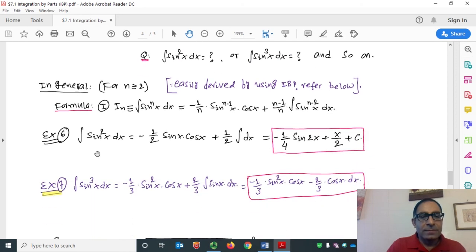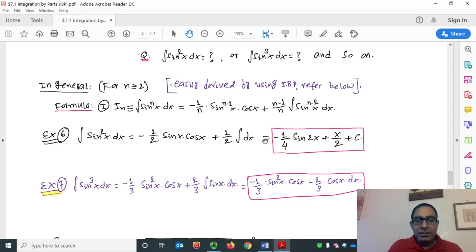So for example, integrate sine squared x dx. So here n equals 2. Then using this formula, minus 1/n, n is 2, so 1/2, sine to the power 2 minus 1 is sine power 1, that means sine x. Then next is cosine x plus 1/2 integration of sine to the power 2 minus 2, which is 0, so sine power 0 is 1, so simply dx.